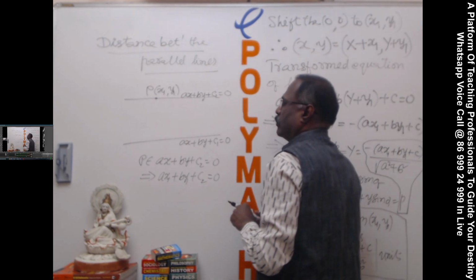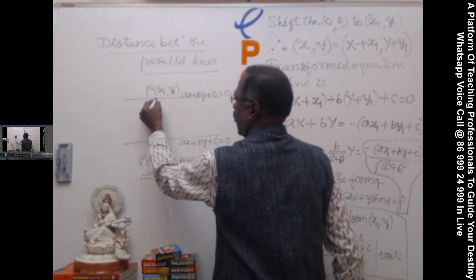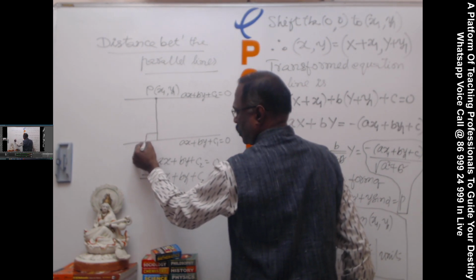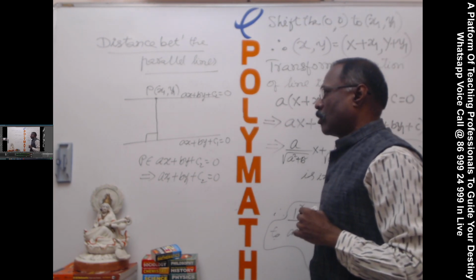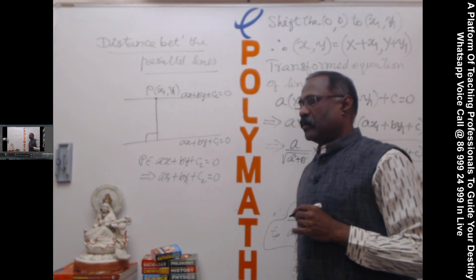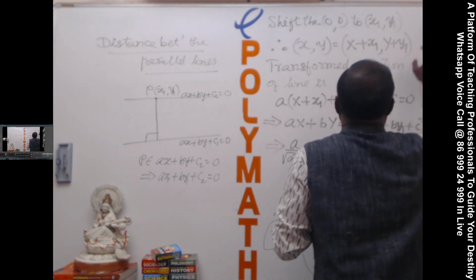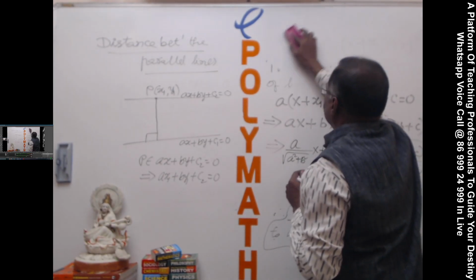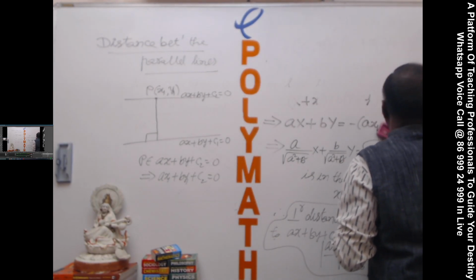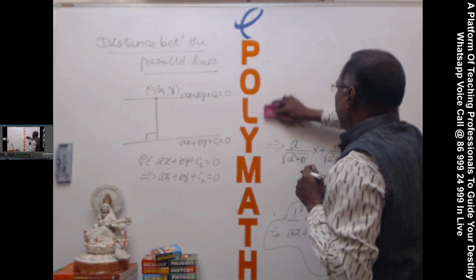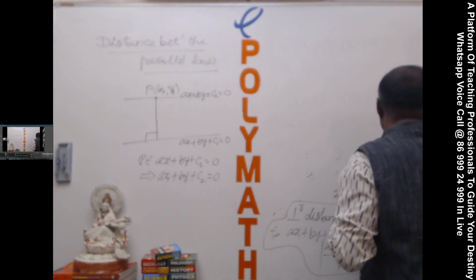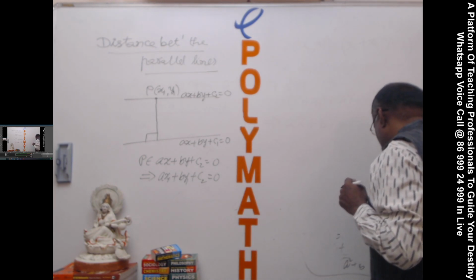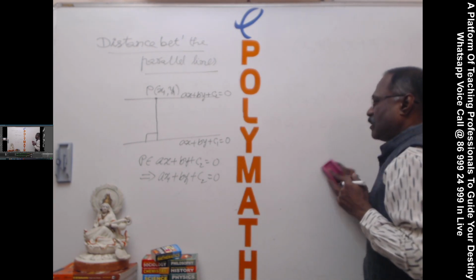Now I am finding the perpendicular distance from P to this line. Just now we derived it. What is the perpendicular distance here now? What is the formula we have derived? Modulus of ax1 plus by1 plus c divided by root over a square plus b square. The same formula we are going to apply now.